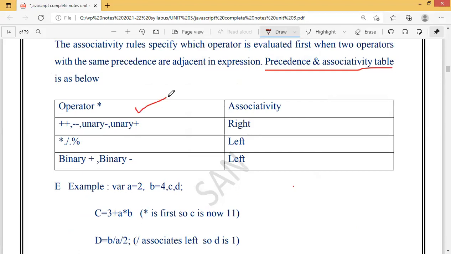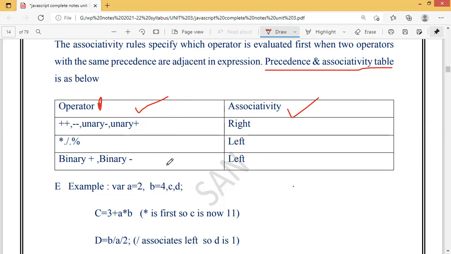This tells you about the precedence of the operator. This is how the operator's precedence is laid out, and this is the associativity. So this will tell you the precedence. Precedence means when different operators appear in an expression, which operator you have to evaluate first.